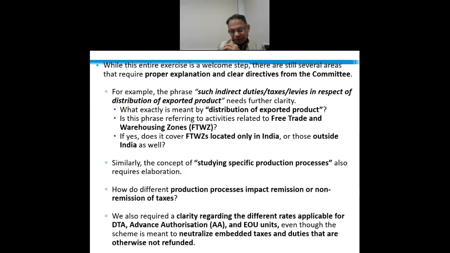How do different production processes impact remission or non-remission of taxes? Can you apply the same rule to MSME as you apply the rule to MNC, who is technologically much advanced compared to MSME sector? So should we reduce the rate for MSME, different rate for more efficient production processes, possession of more efficient production processes? Then how do you collaborate this? How do you work out one single rate?